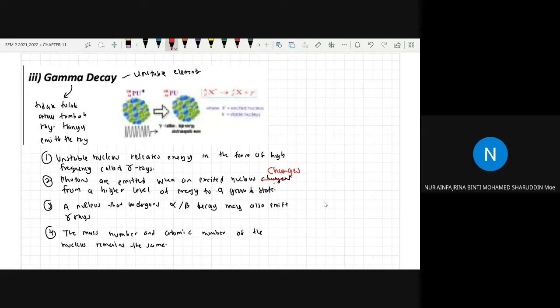Then, a nucleus that undergoes alpha and beta decay may also emit gamma rays. And the mass number and atomic number of the nucleus will remain the same. Meaning your atom's nuclear number is still the same. Okay, that's all for gamma decay.